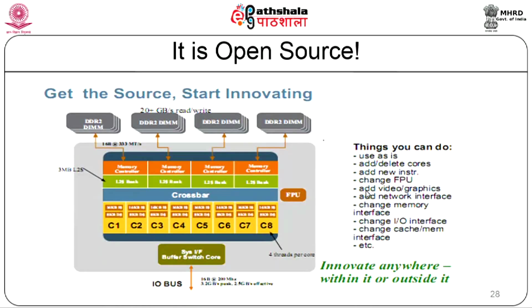And the most important aspect of your Niagara processors is that it is open source. The entire T1 architecture is available open source as an RTL, T1 and T2 architecture. So, anybody who wants to innovate on this can just download this RTL and make modifications like adding cores, deleting cores, or seeing what will happen if you change the cache hierarchy. All this can be innovated because it is open source. So, that is the first architecture that we look at.